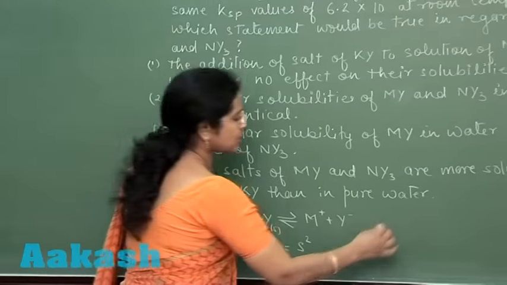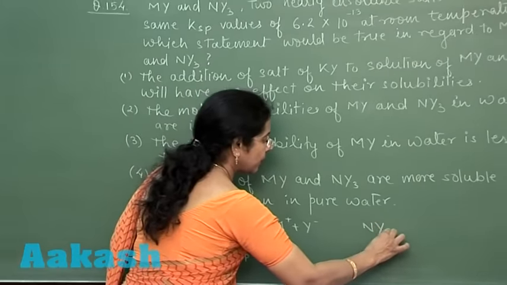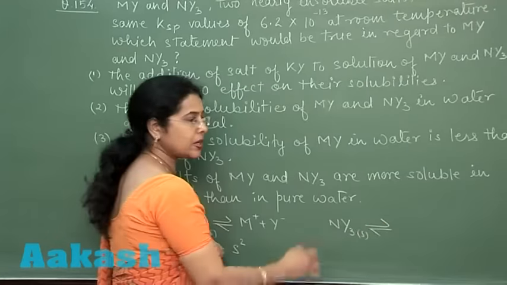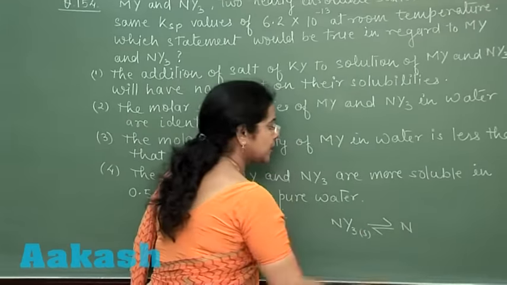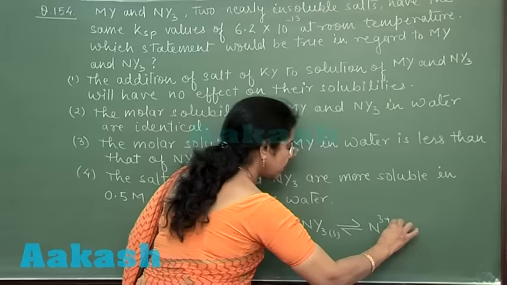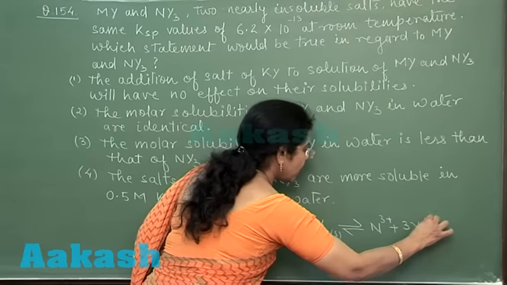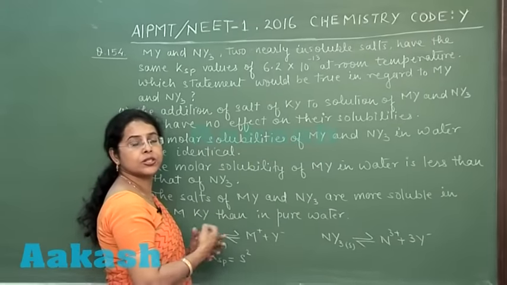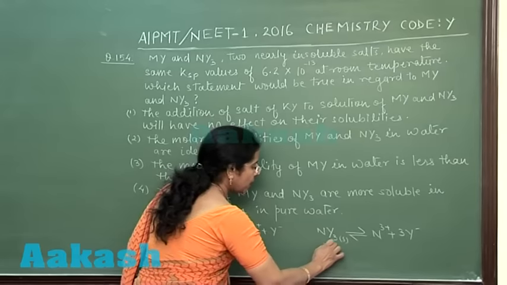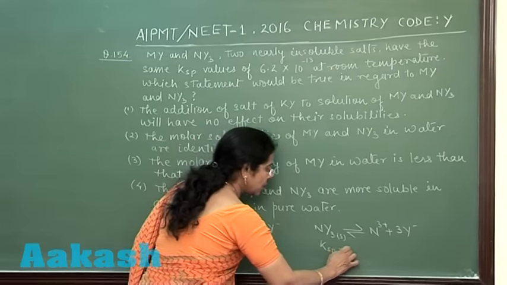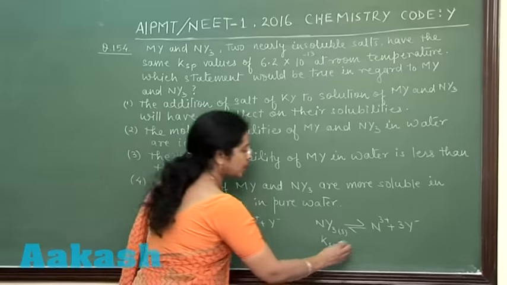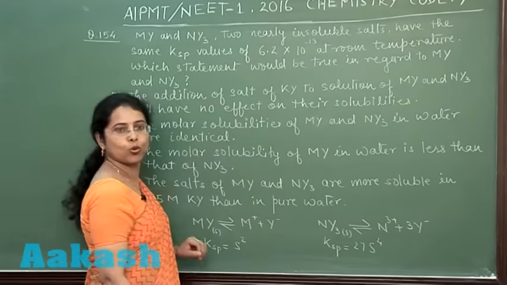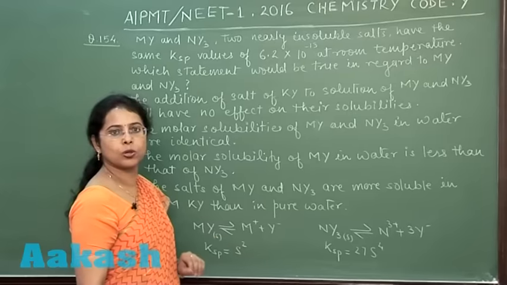The second salt given is NY3. When dissolved in water, equilibrium is established. Here the cation is N3 positive ion, anion is 3Y negative ion. Since 4 ions are produced, this is considered a quaternary salt, and for such a type of salt solution, the solubility product will be equal to 27 S raised to power 4, where S is the symbol of solubility.